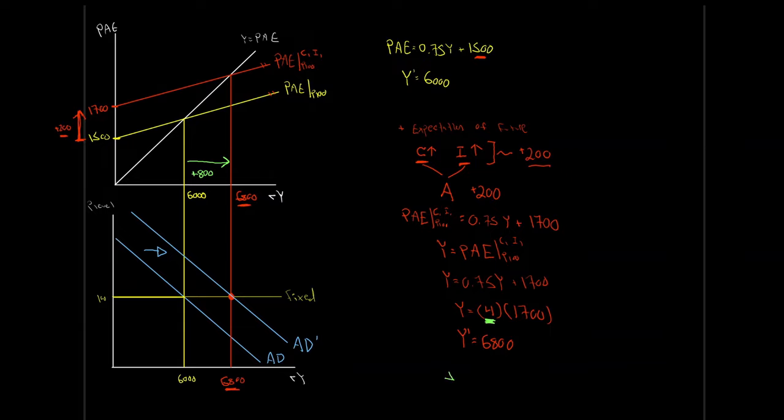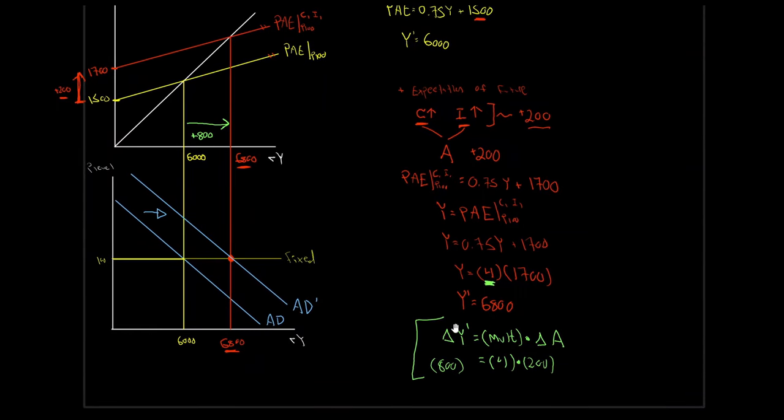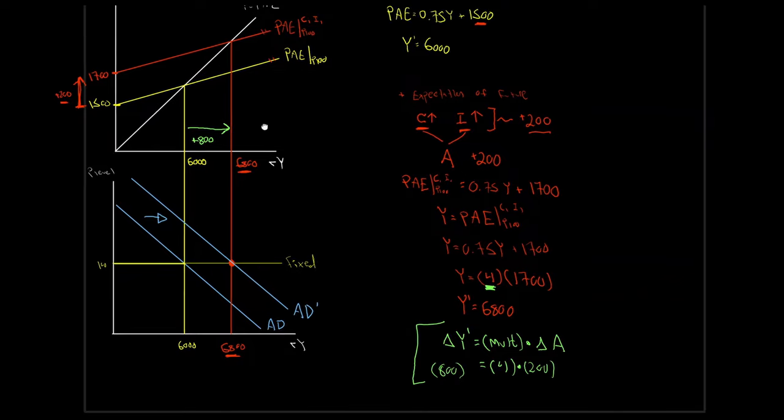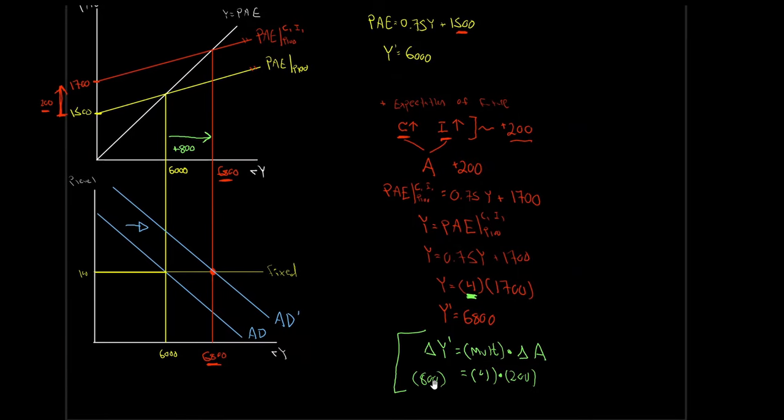So we could also write this as the change in y prime equals our multiplier times the change in autonomous. That gives us 4 times, what was our change in autonomous? 200. And that gives us a change of 800. Keep in mind, if you ever want to utilize this form, this is just giving us the change in GDP, not the new value. We don't have a new value of GDP of 800. We have a change in GDP of plus 800. Our new value of GDP is 6,800.